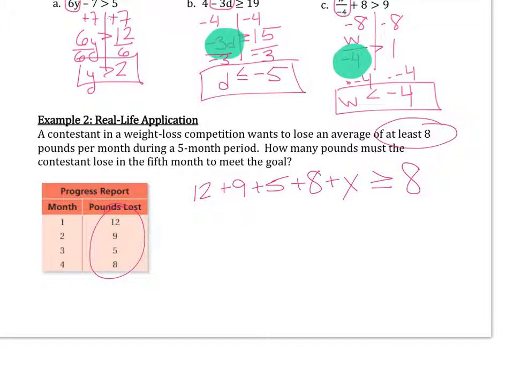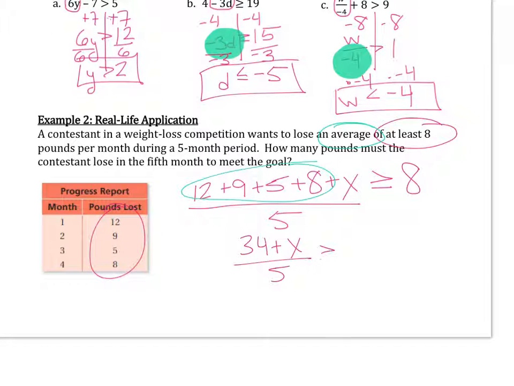But remember, we are also doing the average of these values, so we need to divide this left side of the equation by 5. So to start, we're going to simplify this numerator by adding these first 4 values. Add those up, and we end up with 34 plus x over 5 is greater than or equal to 8.